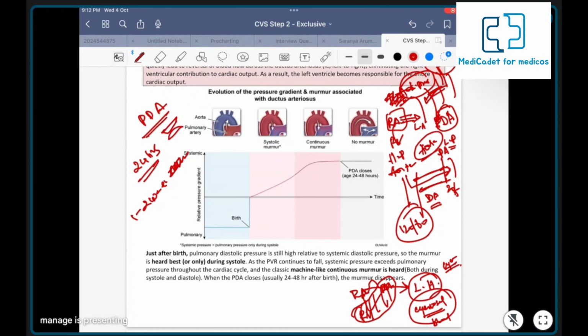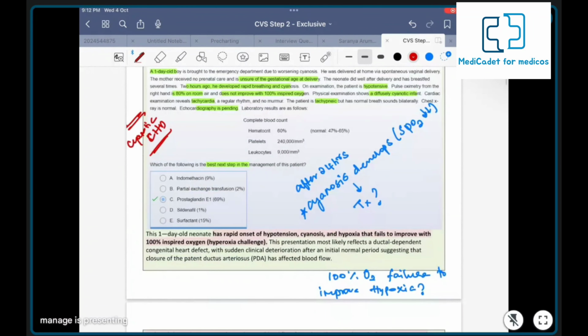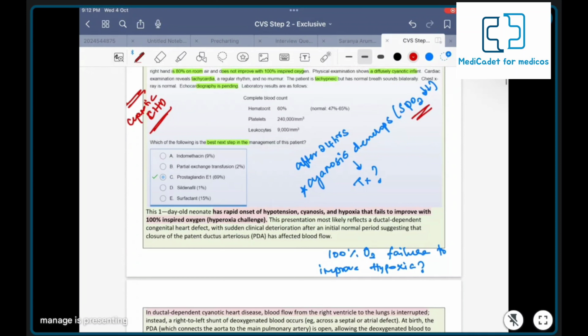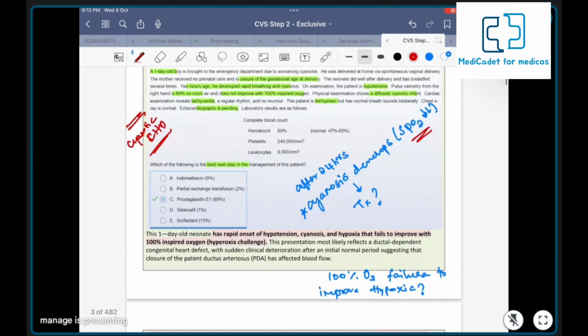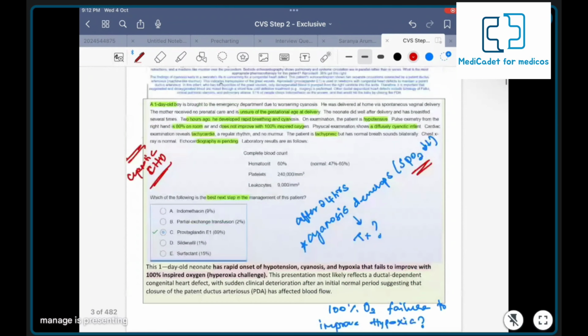Okay, so what happens in these babies with cyanotic congenital heart disease who are dependent on this PDA for the blood to get oxygenated? At 24 hours, they will start to get symptoms. What are the symptoms? Cyanosis, and the babies will not have better oxygenation even with 100% O2. You administer 100% O2, and still the baby's SpO2 is not increasing. So these are the things the babies will have when the PDA closes in cyanotic congenital heart disease babies. Okay, so let's see the question stem.